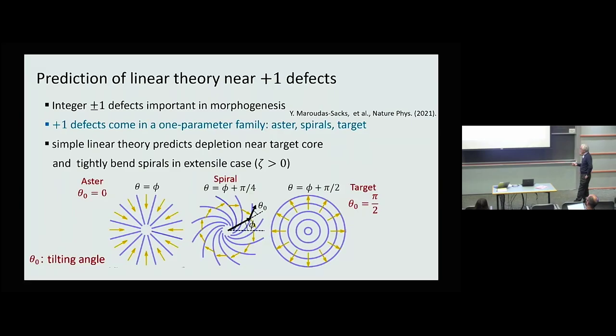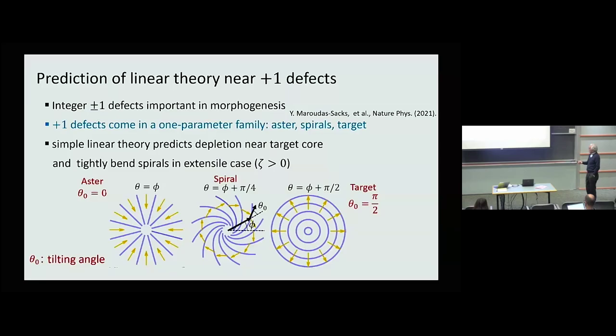However, we can induce a +1 defect by using a microfabricated pattern on the substrate. For instance, the orientation of the particle or cell can be explained by this equation. Theta is the angle of the element, and phi is the angle coordinate measured from the origin. Theta 0 is a tilt angle. So this defines a one-parameter family of +1 defects.